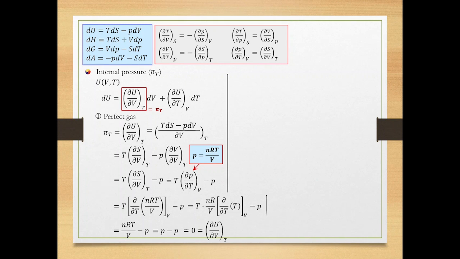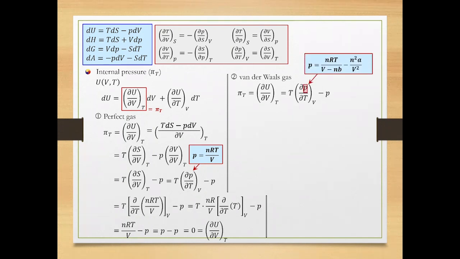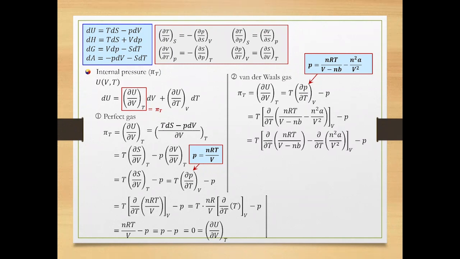Let's find out the internal pressure of van der Waals gas. Follow the same procedure that we did for perfect gas up to this far, which is T times the partial derivative of P with respect to T at constant V minus P. Modify the van der Waals equation with respect to pressure and plug it into the equation, which will lead to this. Distribute the T derivative to both terms.